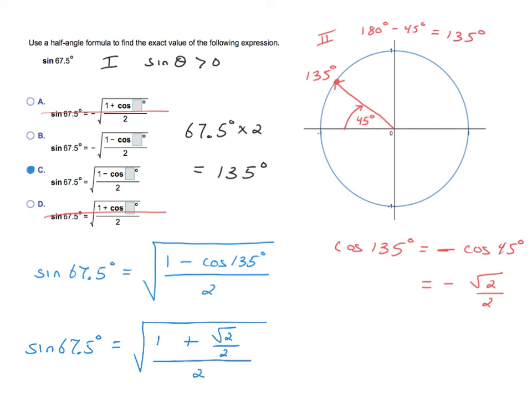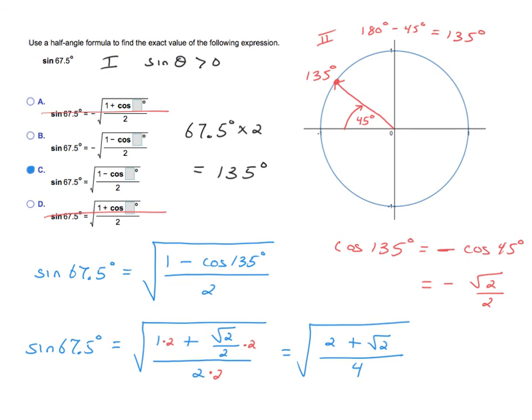This is not considered simplified. We got fractions within fractions. There's another square root. The trick is to multiply every term in the numerator and every term in the denominator by 2. This will be equivalent to the fraction that we start with, and it's going to get rid of this extra fraction. This gives us the square root of 2 plus root 2 all over 4.